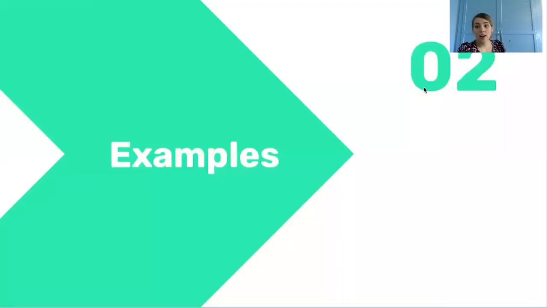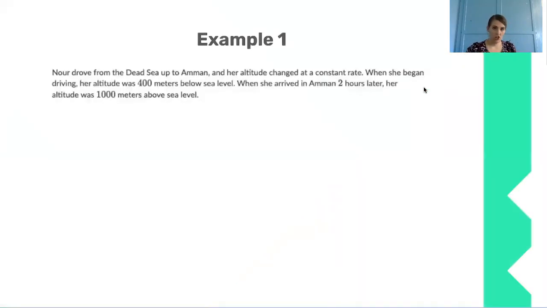So I'm going to break down a couple of examples and explain how we process information in order to graph it. So the first says that, I don't know how to say this name, Noor drove from the Dead Sea up to Amman, and her altitude changed at a constant rate.